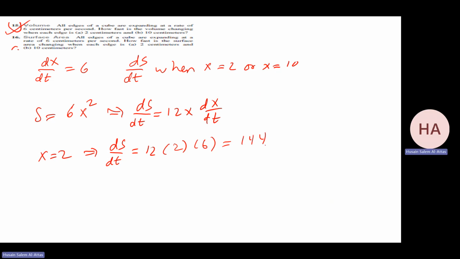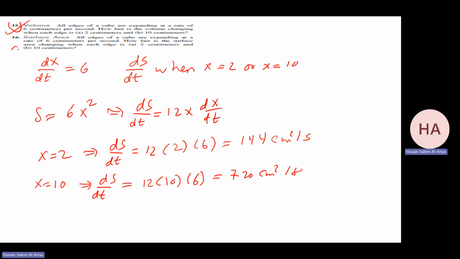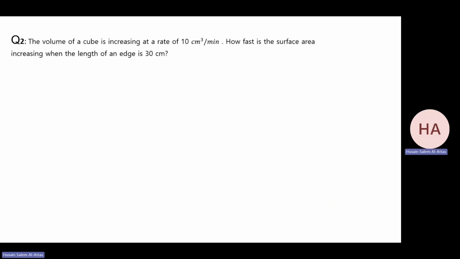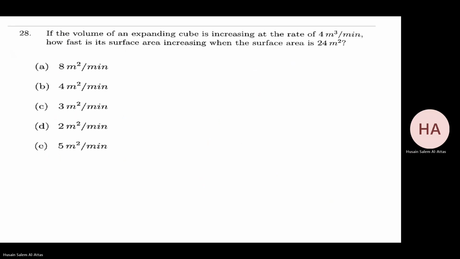Which unit is it? Centimeters squared per second. With x equal to 10, ds/dt will be 12 times 10 times 6, which is 720 centimeters squared per second.